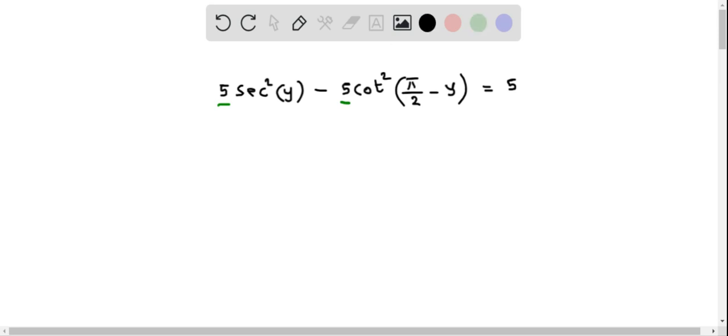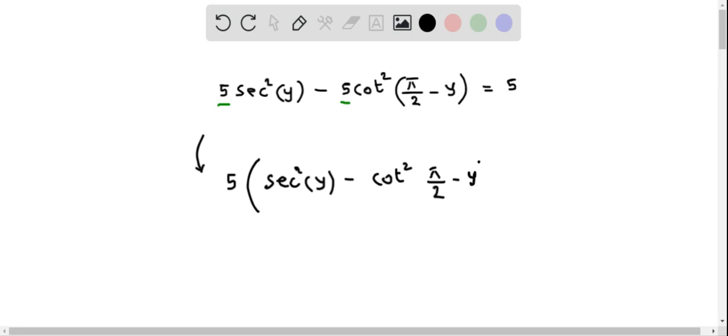So in the first step, I'm going to factor the 5, and then I can write this as 5 times secant squared y minus cotangent squared of (pi by 2 minus y), and we basically ask ourselves if this equals 5. So I'm just putting a question mark before, as we are not yet sure.